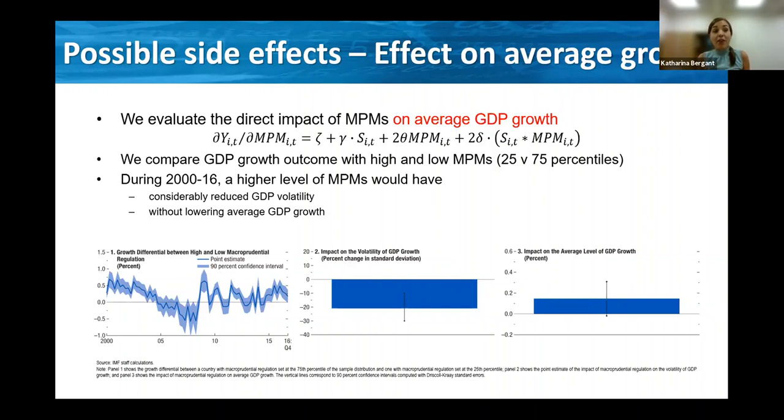And in the third graph, we showed that the effect on average GDP growth, so looking at this medium term, it was insignificant. So we would argue you do want to be the country with a high macroprudential regulation because it does not affect your average growth. It does not lower your average growth. However, you get significantly lower volatility.